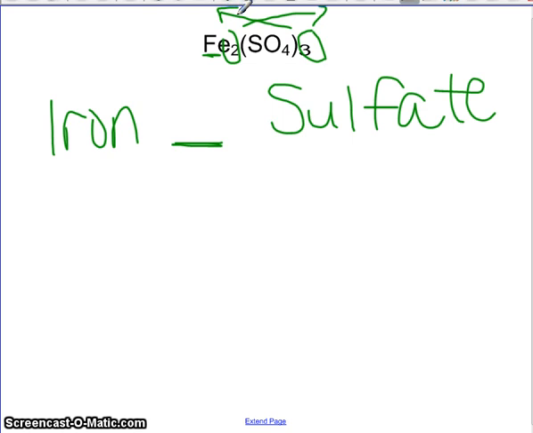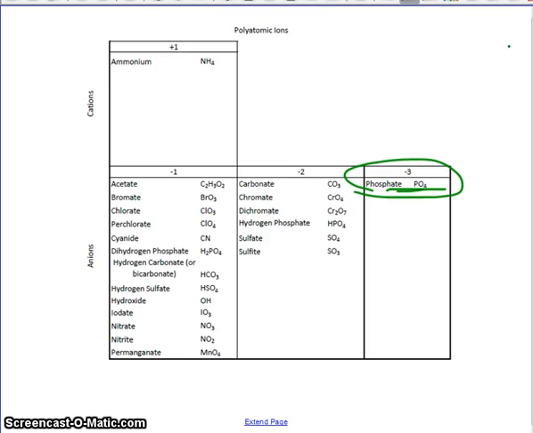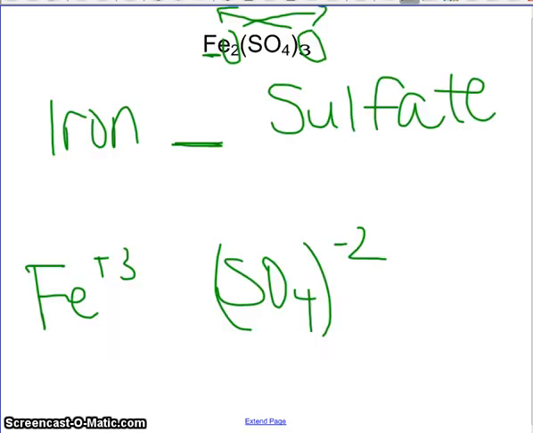And then I would have Fe plus 3, and SO4, it stays together, would be minus 2. I check the list, SO4 is minus 2, that is correct. Since that is correct, then iron is correct. So the name of this compound is iron(III) sulfate. And that's ionic bonding with polyatomic ions.